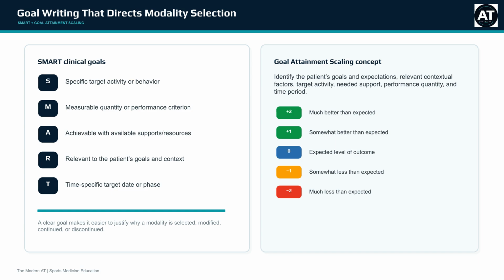Goal attainment scaling adds a structured way to judge whether the outcome is expected, better than expected, or less than expected. This matters because modalities should be continued only when they help move the patient toward the agreed outcome, not because they were used previously.